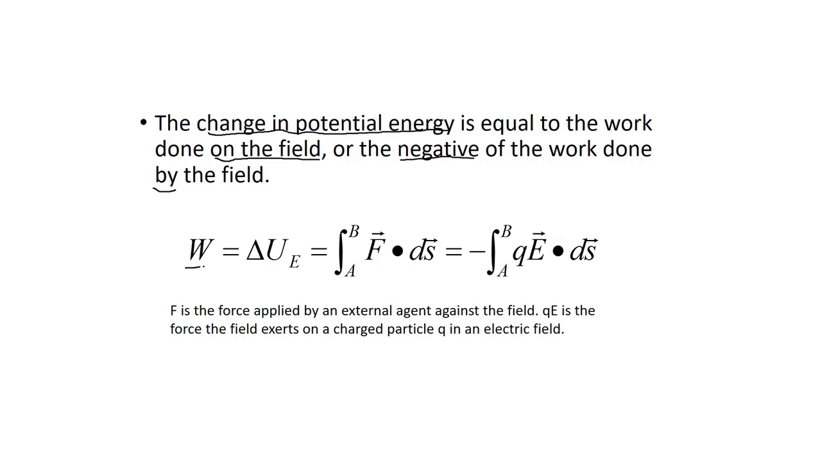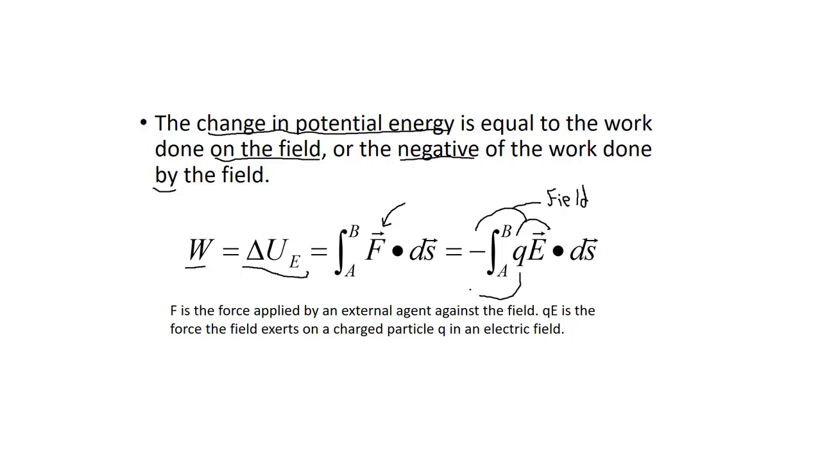So in this case, the work done on the field, change in potential energy, this force is some arbitrary external force, and the negative paired with the QE is the field. And that's where this negative sign comes from.